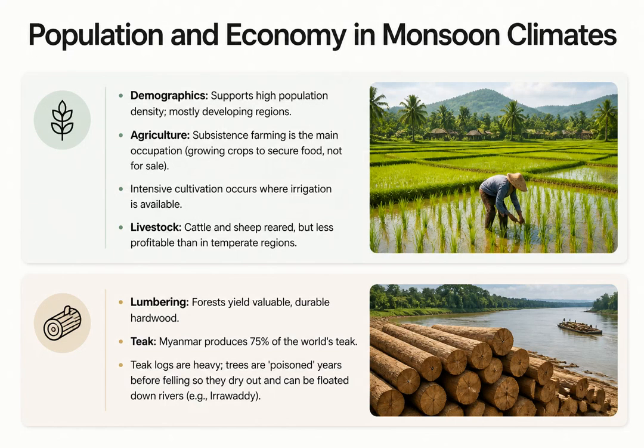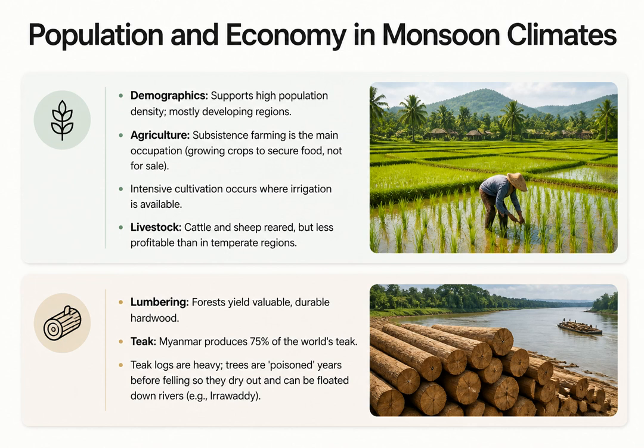Monsoon climates are home to massive populations, supporting some of the highest population densities on Earth. The primary occupation is subsistence farming, where families grow just enough to feed themselves for the season. Where irrigation is available, farming becomes highly intensive. The forests also provide economic value through lumbering. Myanmar, for example, produces 3/4 of the world's teak.